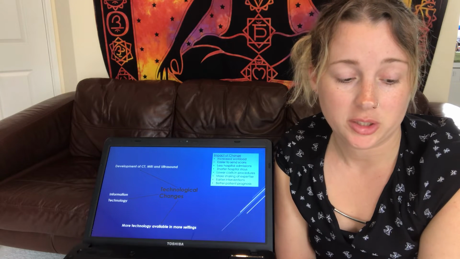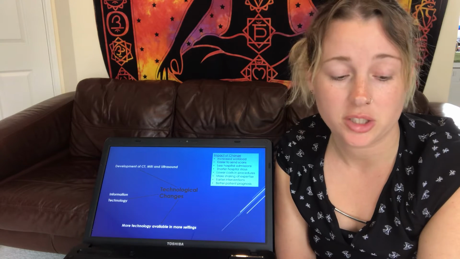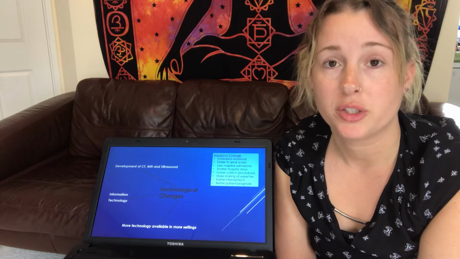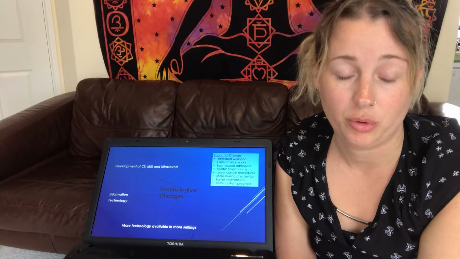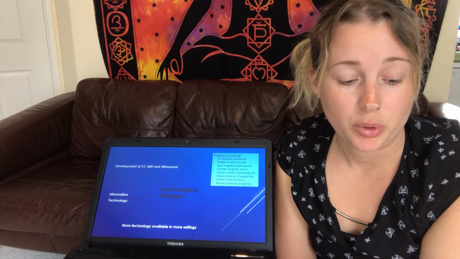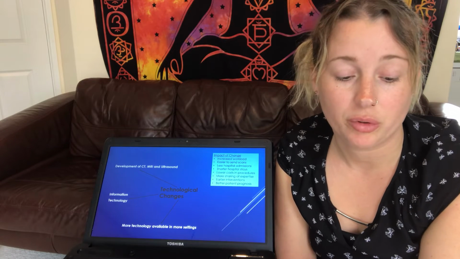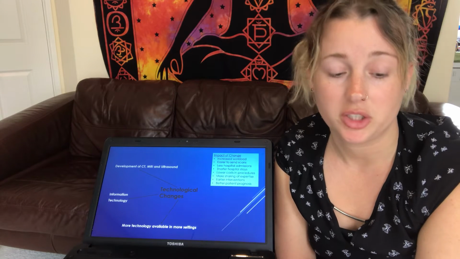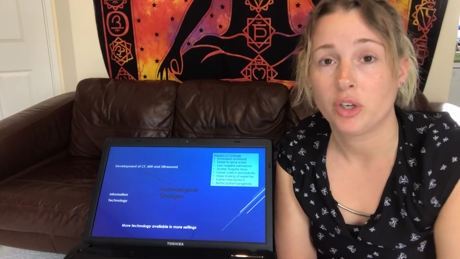Less hospital admissions, shorter stays for patients in hospital, lower costs in procedures like the before mentioned operations, more sharing of expertise across geographical divides, earlier interventions, and better patient prognosis.